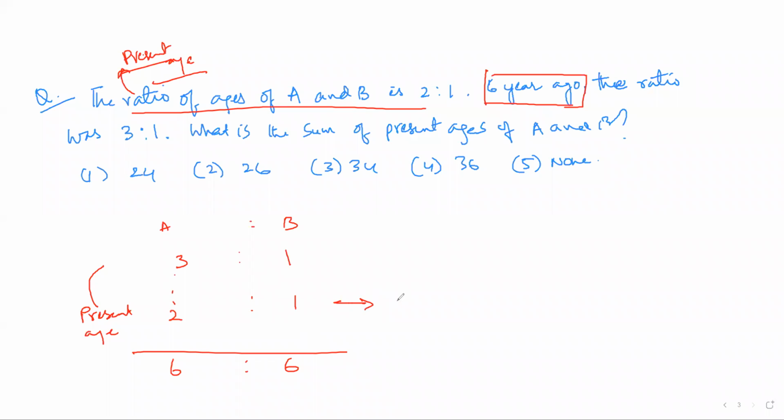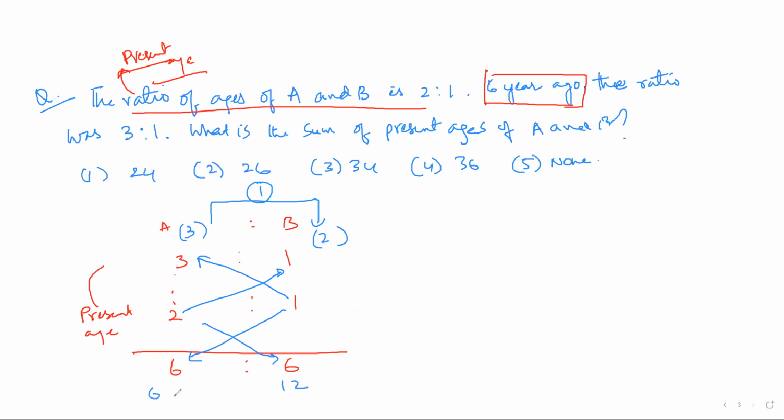Now, whichever question it is, whether we need the present value or the sum of the present ages, anyway, let's come to that later on. We just apply the logic. Multiply: 1 into 3 is 3, here is 2, right? So what is the difference here? 1. Multiply here by 6, here by 12. What is the difference? 6.